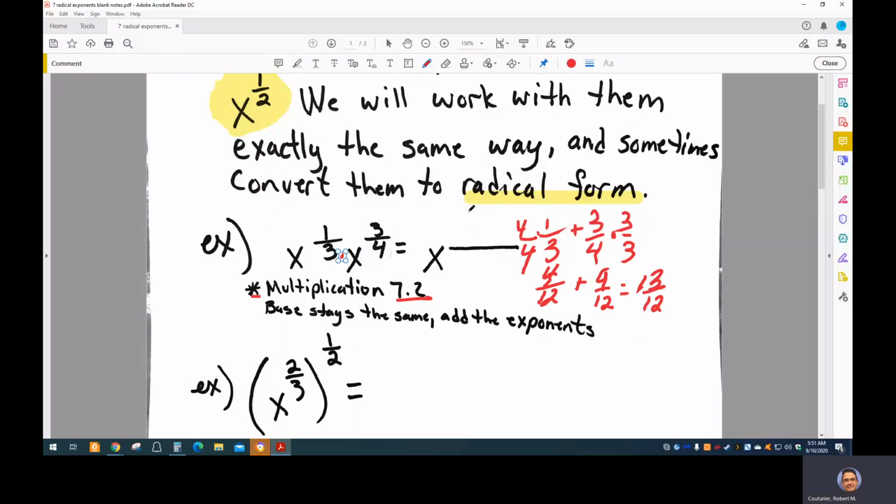So what would we plug in our blank? Our blank would be 13/12. So that's x raised to the 13/12 power. Notice that fraction cannot reduce, so we are good to go and move on.